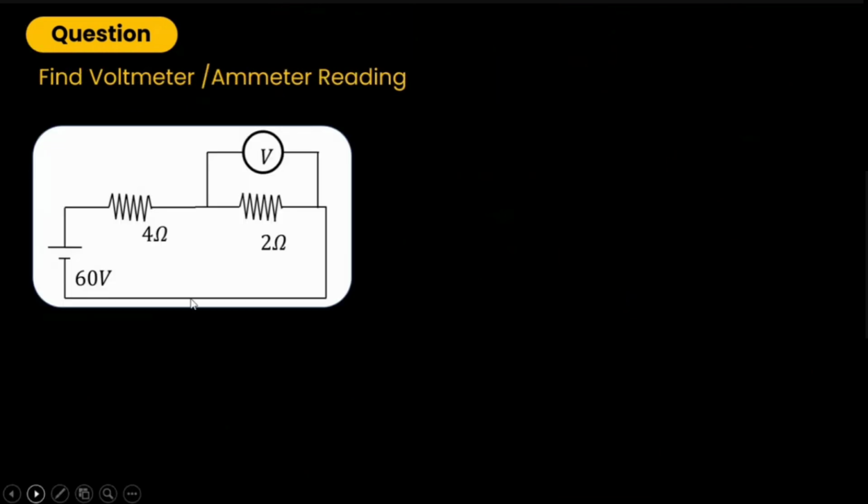Another question. The question says, what is the reading of the voltmeter and ammeter? The voltmeter is connected across the 2 ohm resistor, which we can easily see in the diagram. But there is no ammeter shown, so we can assume that the ammeter must be connected in series somewhere here. How can we find the voltmeter reading and ammeter reading? For finding the ammeter reading, we'll use Ohm's law. Ohm's law says V equals I times R, and to find I, we divide potential by resistance, the net resistance.